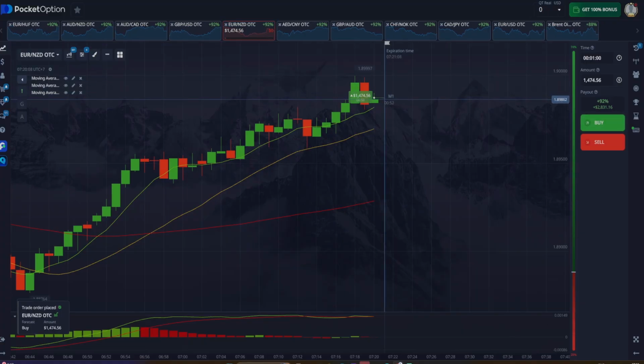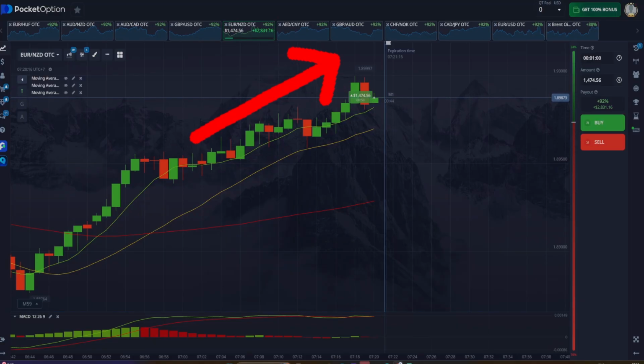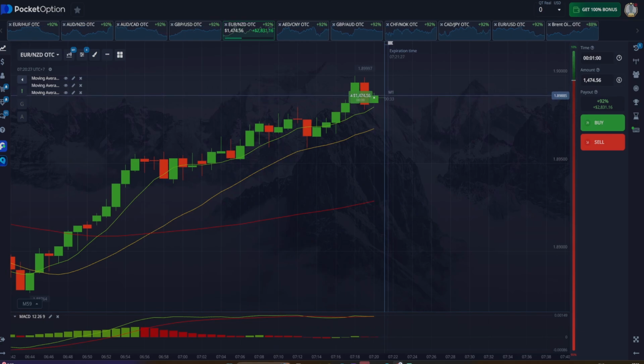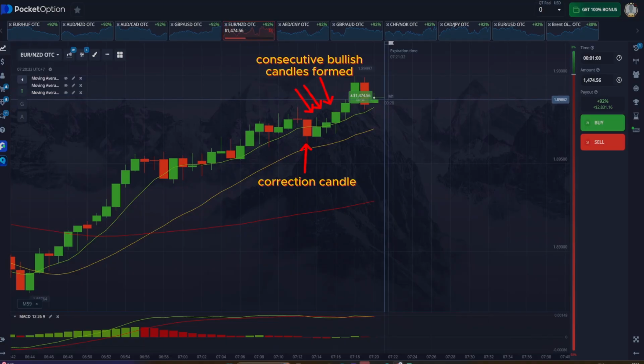All right, traders, this time I decided to enter a buy position, and here's my detailed reasoning. First, the market is clearly still in an upward trend. The overall price structure continues to form higher highs and higher lows, indicating that the bullish momentum remains intact. Second, after the recent rally, the price experienced a healthy pullback. From that pullback, 3 consecutive bullish candles formed, signaling that buyers were regaining control after the temporary drop.